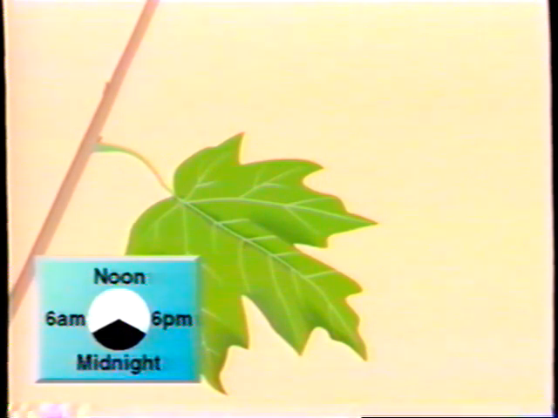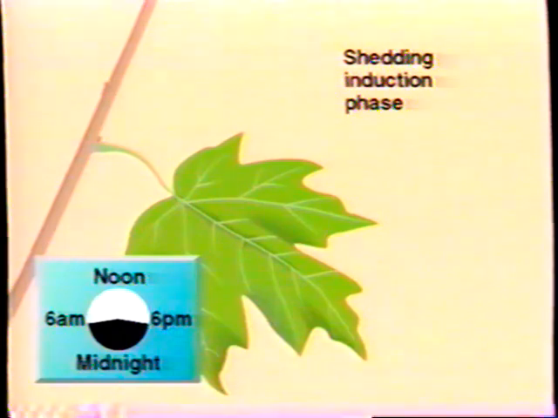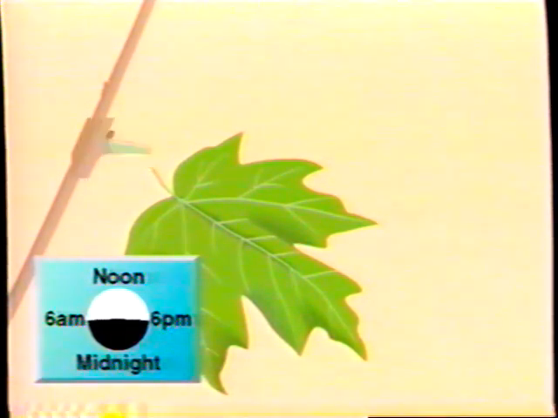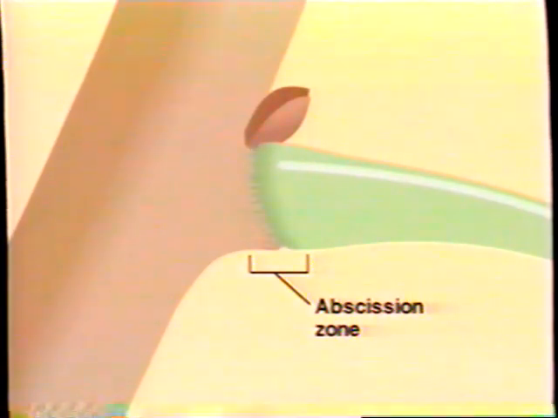Decreasing in early fall induces a change in the balance of hormones produced by the leaf. Particularly important is the drop in auxin and accompanying rise in ethylene that characterizes the shedding induction phase. A number of changes occur in the leaf at this time. An abscission zone begins to form at the leaf petiole.